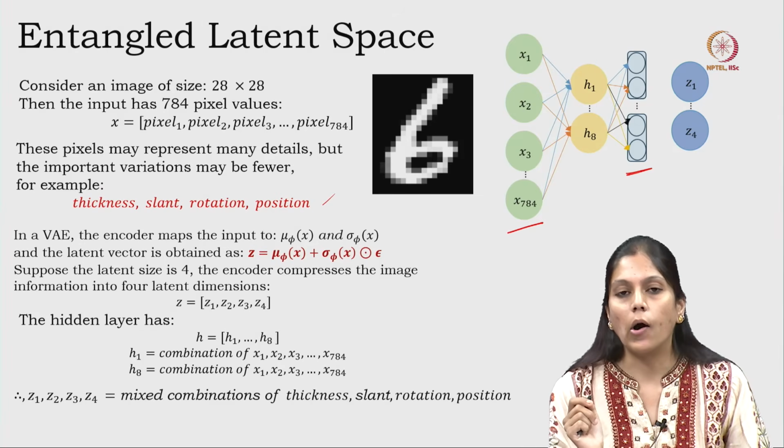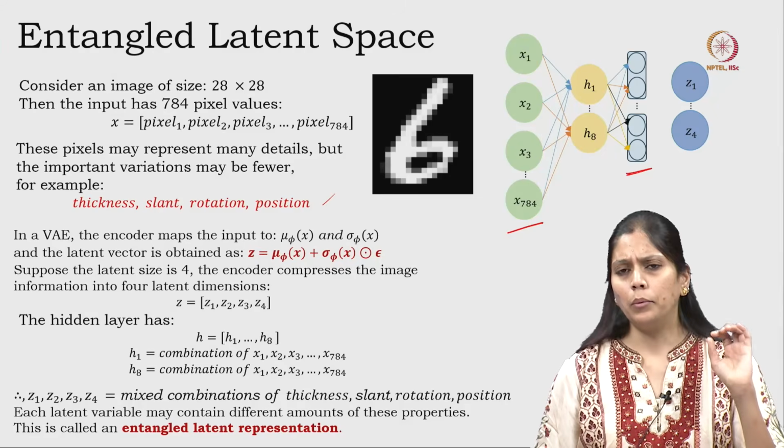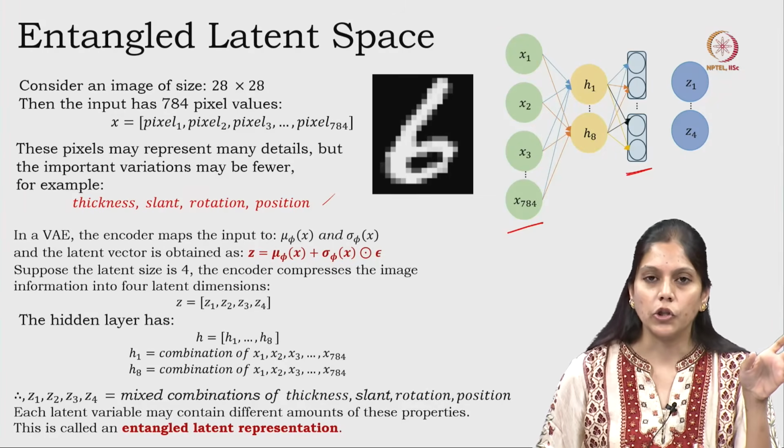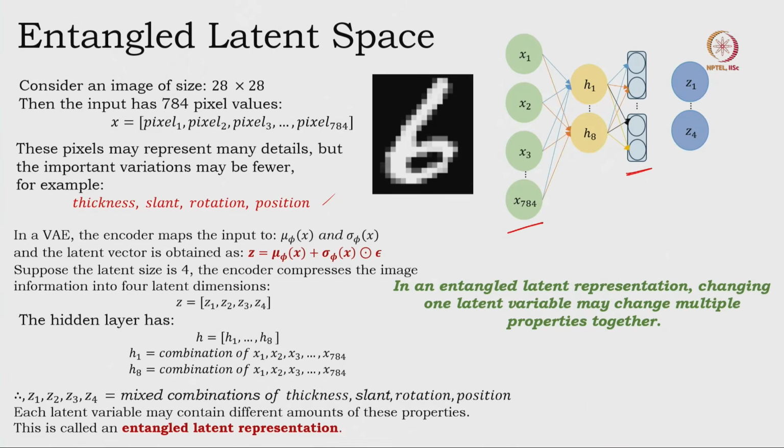So, this is called an entangled latent representation. What an entangled latent representation means is that changing one latent variable will change multiple properties together. So, what is the meaning of it? Now, if you take Z1, Z1 has some portion of thickness.